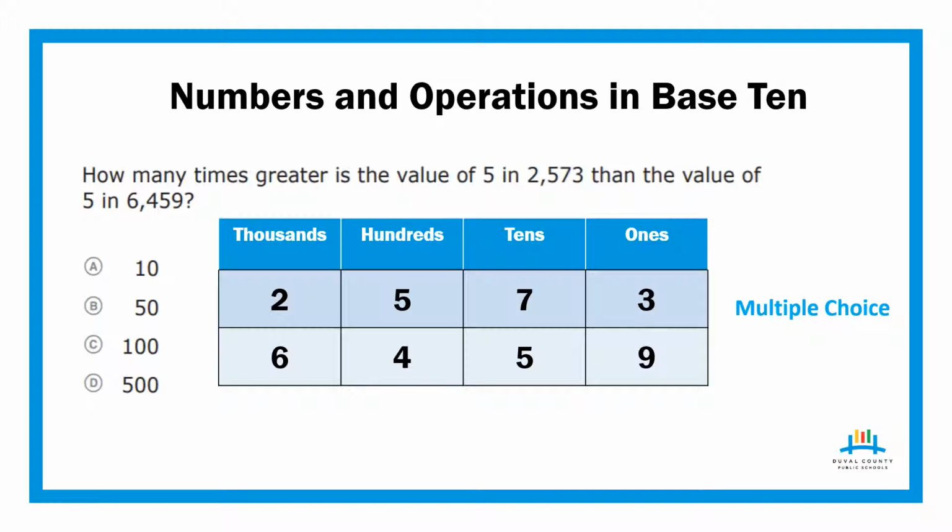In the number 2,573, the 5 has a value of 5 hundreds or 500. In the number 6,459, the 5 has a value of 5 tens or 50. 500 is 10 times as much as 50, so the value of the 5 in 2,573 is 10 times greater than the value of the 5 in 6,459.